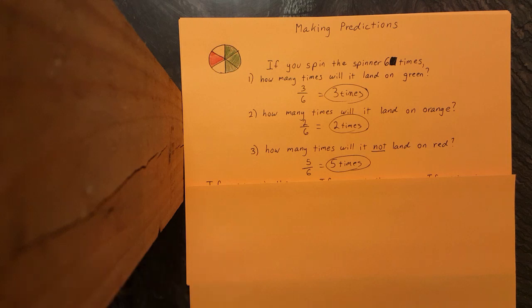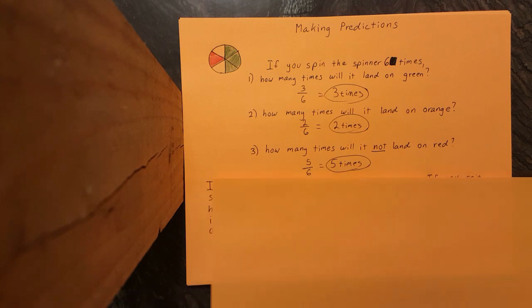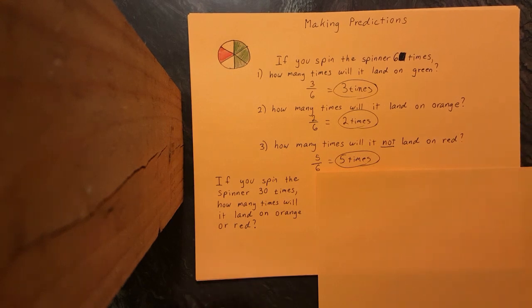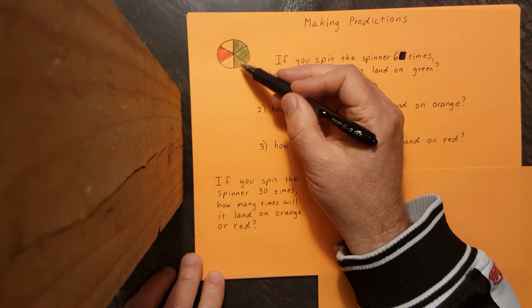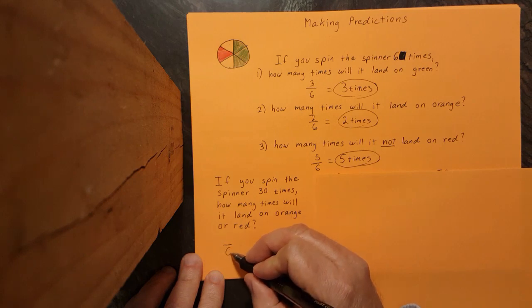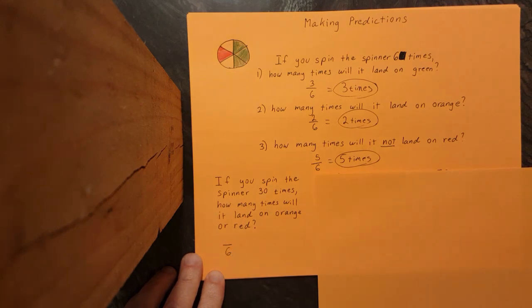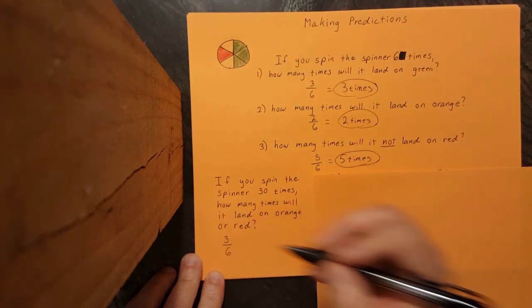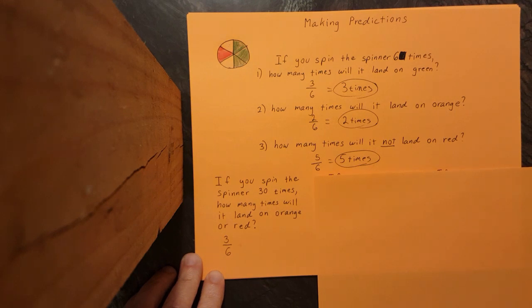Okay, those are pretty simple, and those are the kind you'll see at the beginning of your assignment today. Later on in the assignment, you'll see problems like this. If you spin the spinner 30 times, how many times will it land on orange or red? Okay, don't panic, it's really easy. Just figure out the probability of orange or red. There are still 6 total possible outcomes. How many of them are orange or red? 1, 2, 3. So the probability is 3 out of 6 that will land on orange or red.